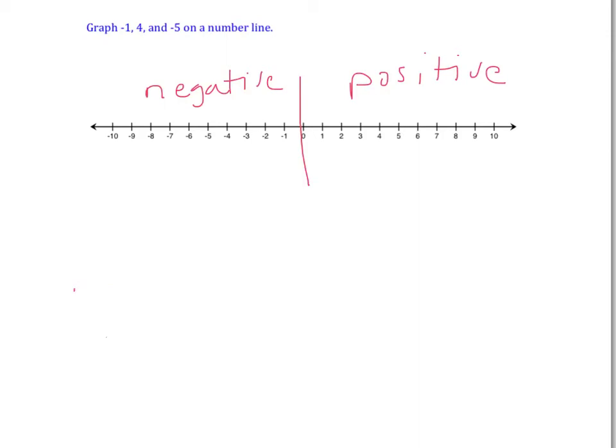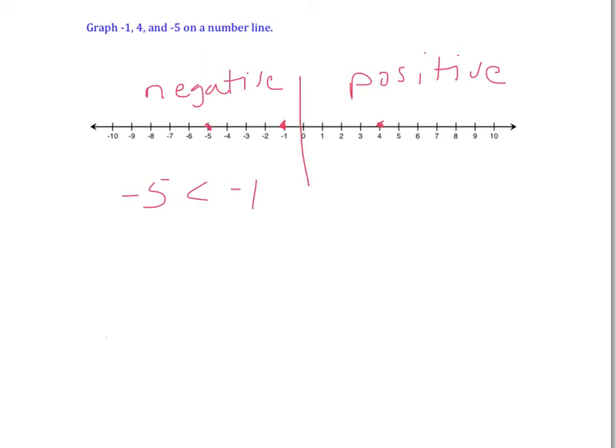And like I said, we've worked a little bit with the negative numbers. If I asked you to plot these numbers on a number line, negative 1 would be right there, 4 would be right here, and negative 5 would be right here. Now, the further I go left, the lesser the number is. So negative 5 is going to be less than negative 1 because it's further to the left. And this will help when we have to put numbers in order.